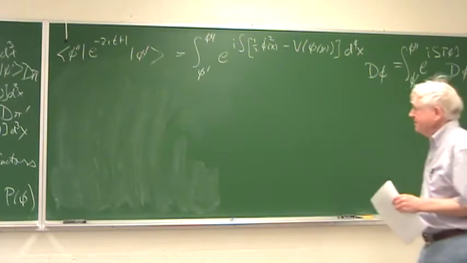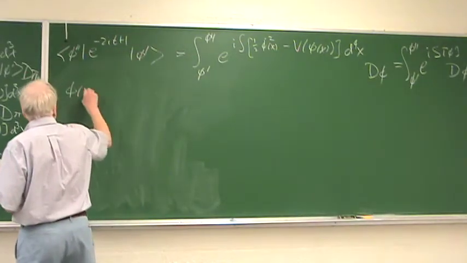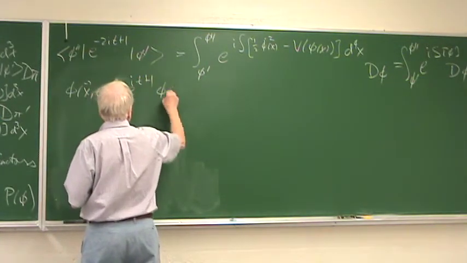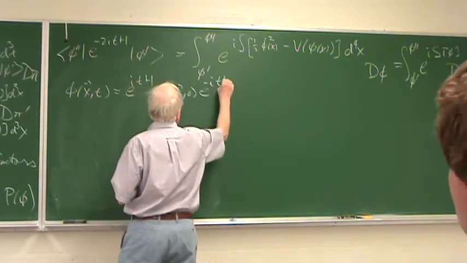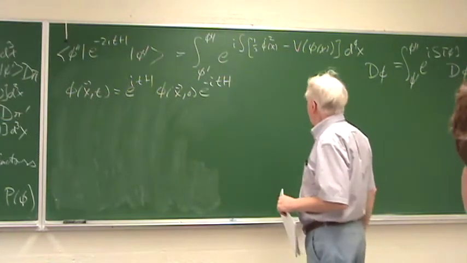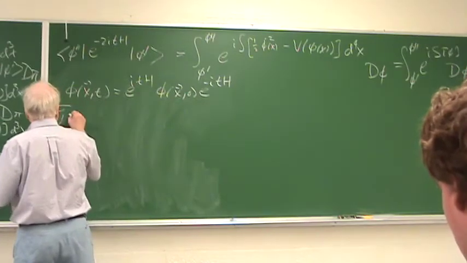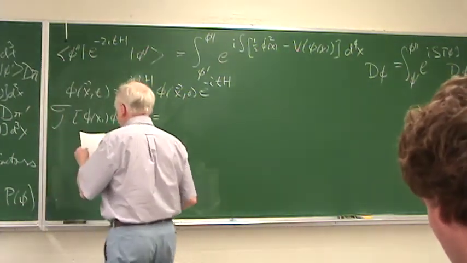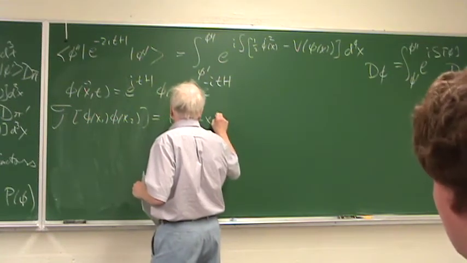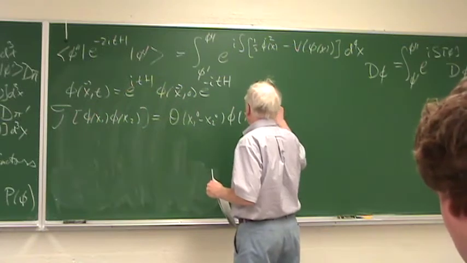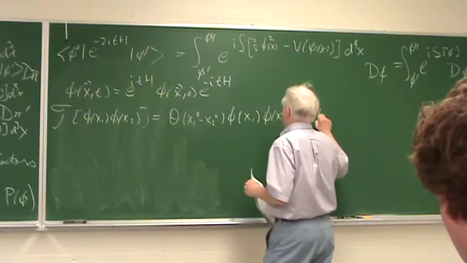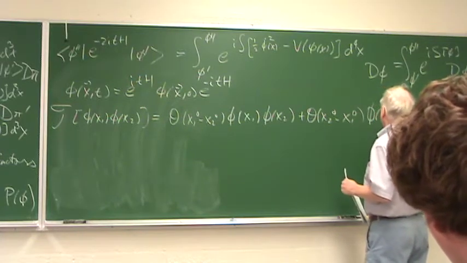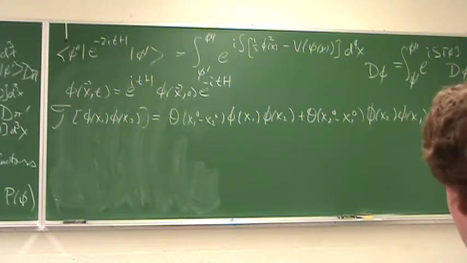And so now let's talk about a Heisenberg field. Well, it's going to be e to the iHt phi of x, 0 e to the minus iHt. And now the time-ordered product of two of these, what will it be? Well, it will be theta of x1^0 minus x2^0 phi of x1 phi of x2, plus theta of x2^0 minus x1^0 phi of x2 phi of x1. All right, that looks right.